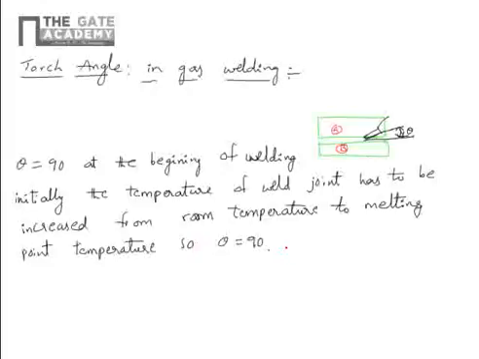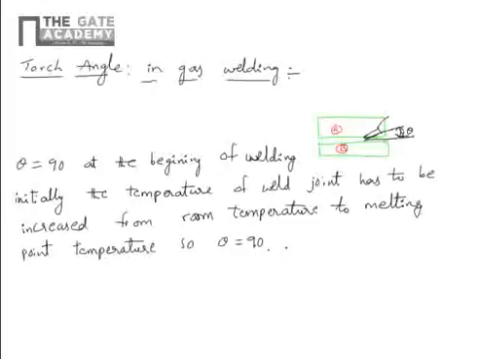When theta is 90 degrees, the total flame concentration is on only a very small area. If the area is small, the heat generated is more, so that it can melt very fast. Suppose instead if you incline that flame, the area of exposure of the flame is more. If the area is more, it takes a lot of time to melt the entire area. The amount of heat coming is the same. If the area is less, it melts easily, very fast. If the area is more, it takes time for melting the pieces.